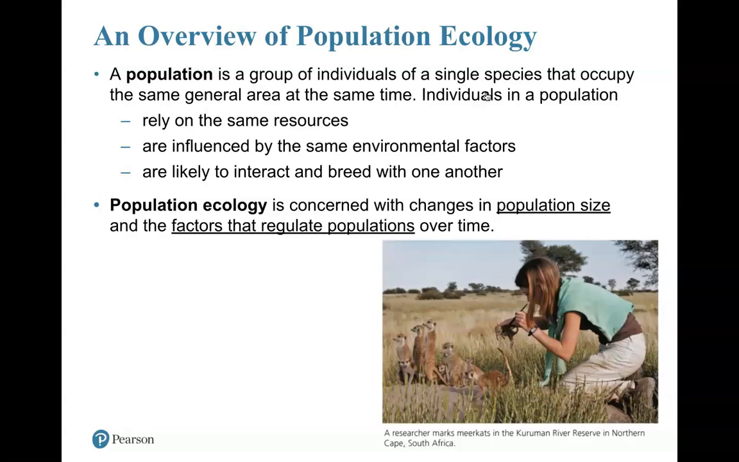Population ecology is concerned with changes in population size and factors that will regulate populations over time. And we'll discuss a lot of these different scenarios, kind of hitting up the highlights. What you're going to see in this section are a lot of graphs, really mapping out the data that has to do with populations.